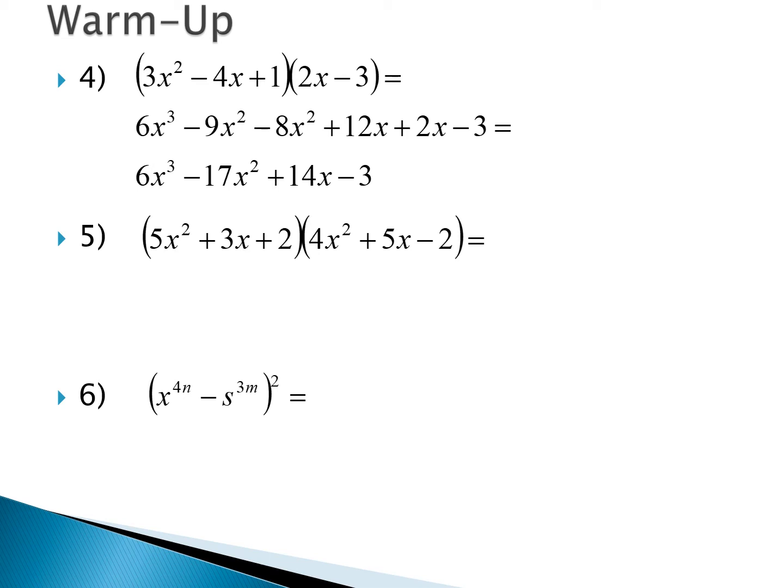So here, we multiply again 3x squared times 2x and minus 3. You multiply the negative 4x times 2x and minus 3, and then the 1 times 2x and minus 3. And then combine our like terms.